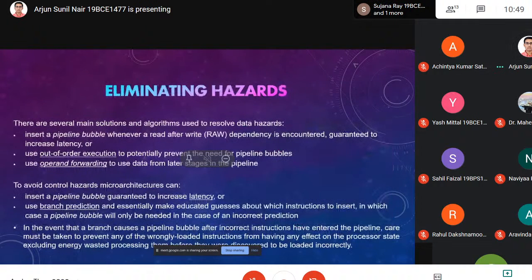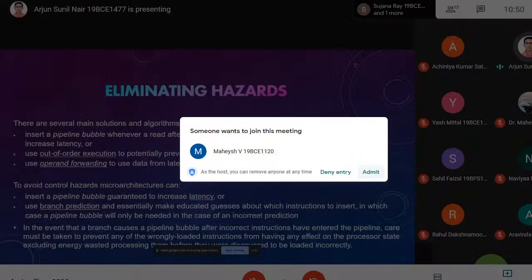Now, since pipelining is an old concept, we have already come up with solutions to counter it and make it much more efficient and powerful. A few ways of eliminating these hazards have been listed over here. Insert a pipeline bubble whenever a read after write dependency is encountered, guaranteed to increase latency.